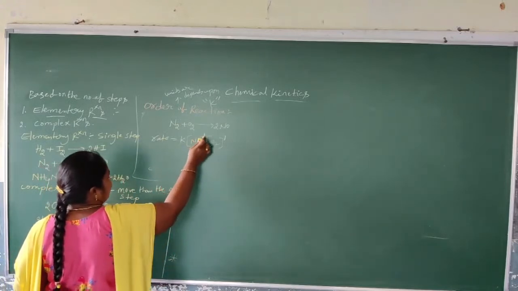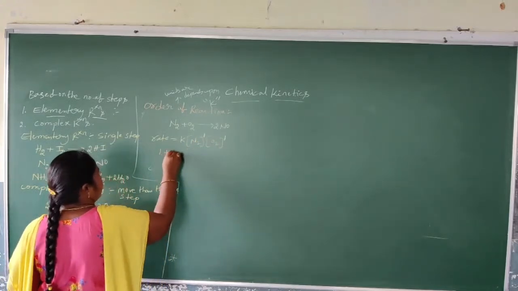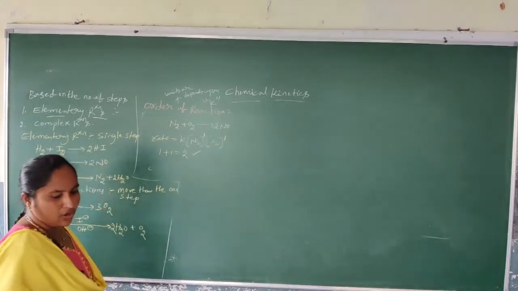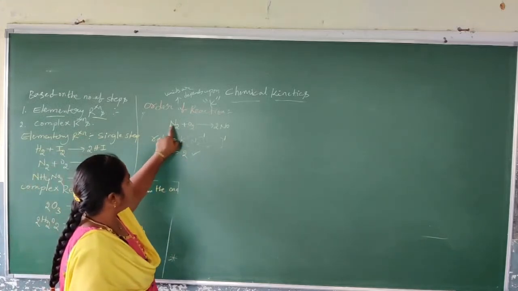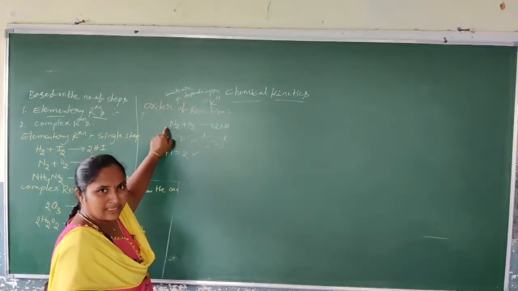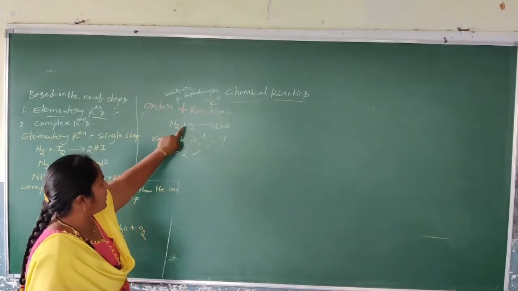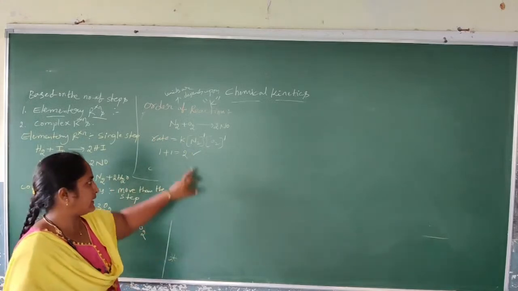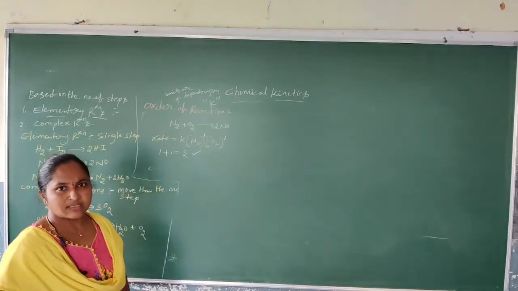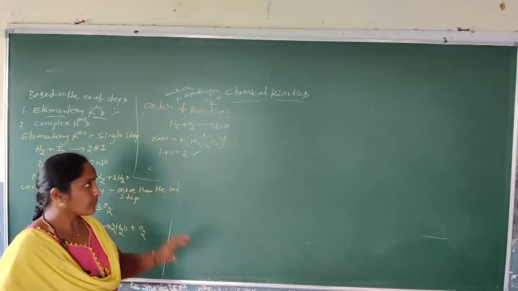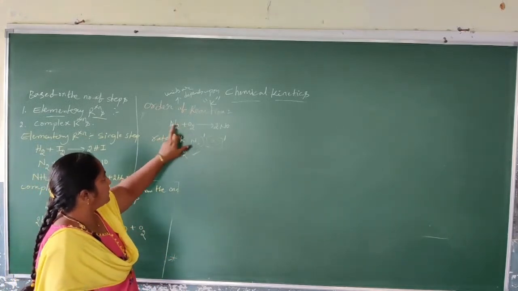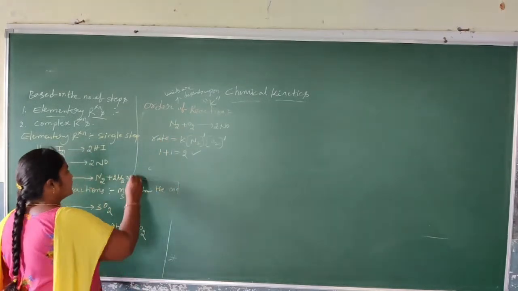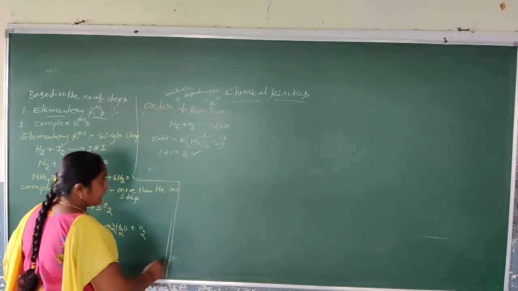So what is the sum of powers of concentration? 1 plus 1 is equal to 2. So which type of reaction is it? Second order reaction. How can we say? By seeing the coefficients in the balanced chemical equation. What is the coefficient of nitrogen? 1. What is the coefficient of oxygen? 1. By summing the two coefficients we get 2. So it is an example of a second order reaction, assuming we judge by the stoichiometric coefficients. But it is not theoretical, it is experimental.